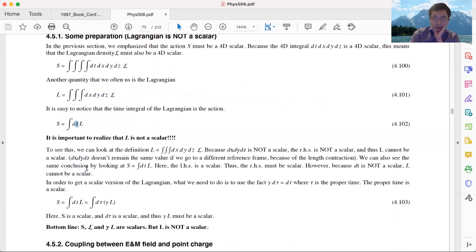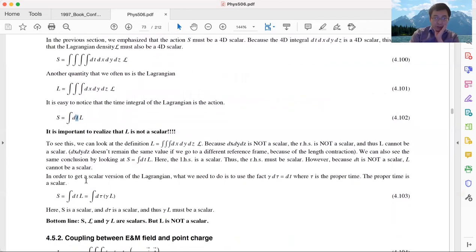Now, can we get something like Lagrangian, but it's a scalar? Well, it turns out that's very easy. We know that action is the time integral of Lagrangian. Let's rewrite this time as proper time. We know dt is d tau times gamma. The time integral is the proper time integral multiplied by gamma. This gamma factor is the gamma factor in Lorentz boost, the velocity of the particle, as we already learned earlier.